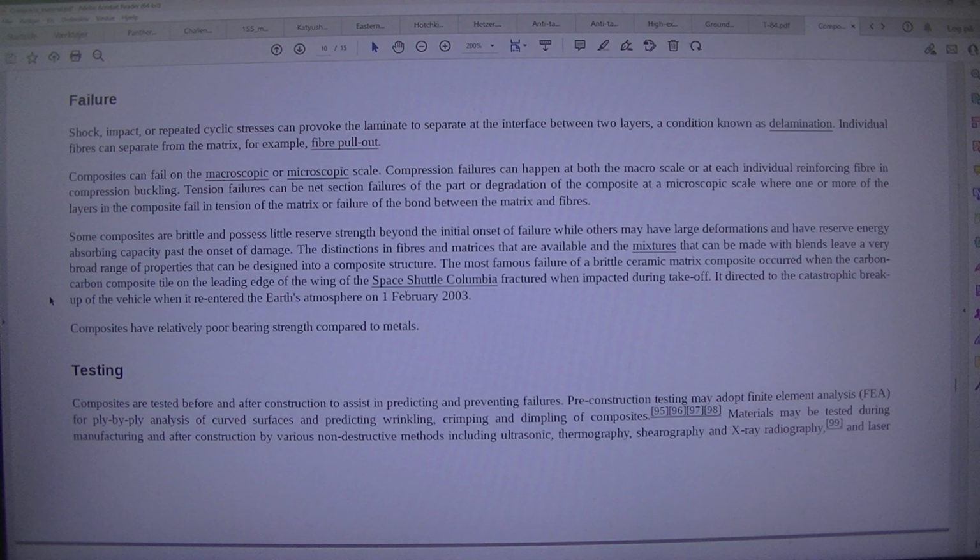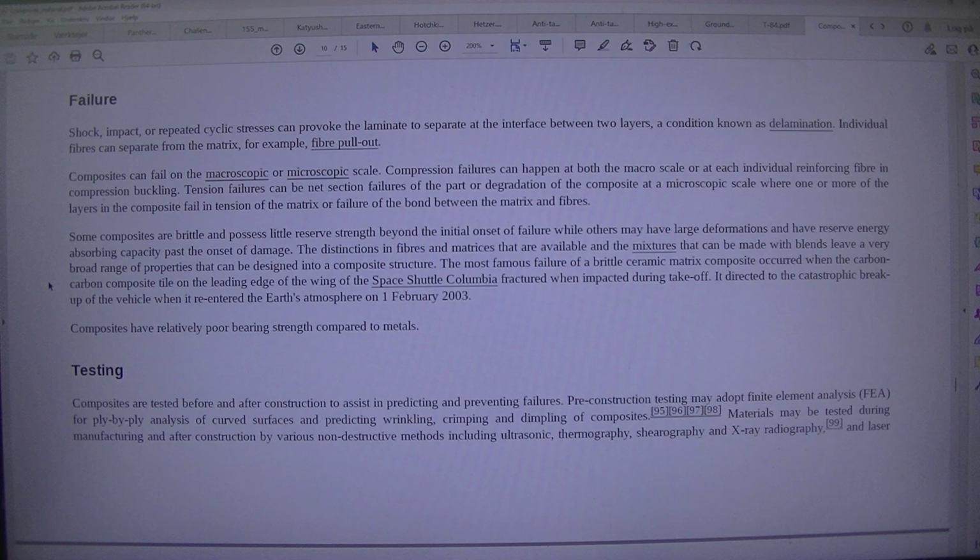Some composites are brittle and possess little reserve strength beyond the initial onset of failure, while others may have large deformations and have reserve energy absorbing capacity past the onset of damage. The distinctions in fibers and matrices that are available and the mixtures that can be made with blends leave a very broad range of properties that can be designed into a composite structure.